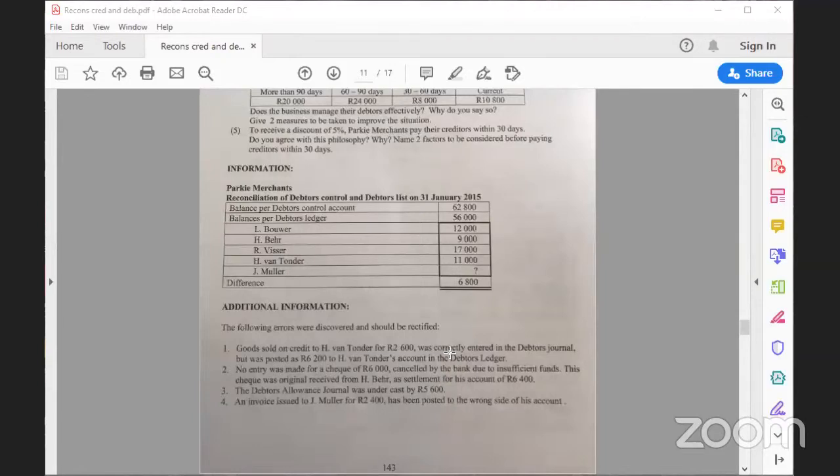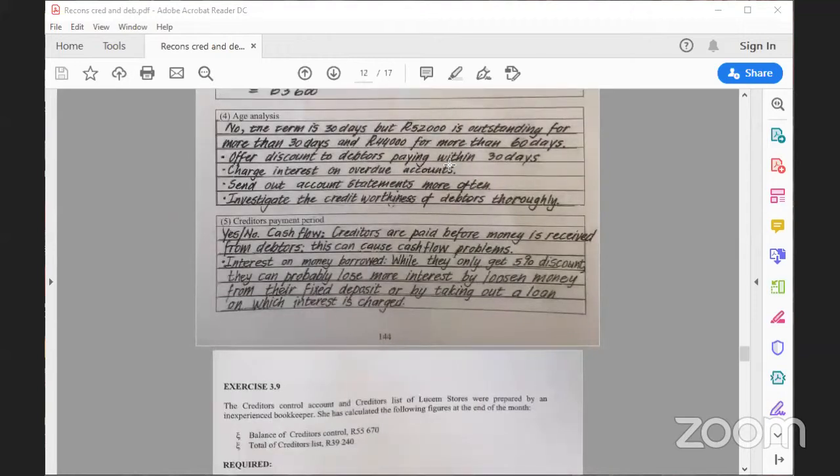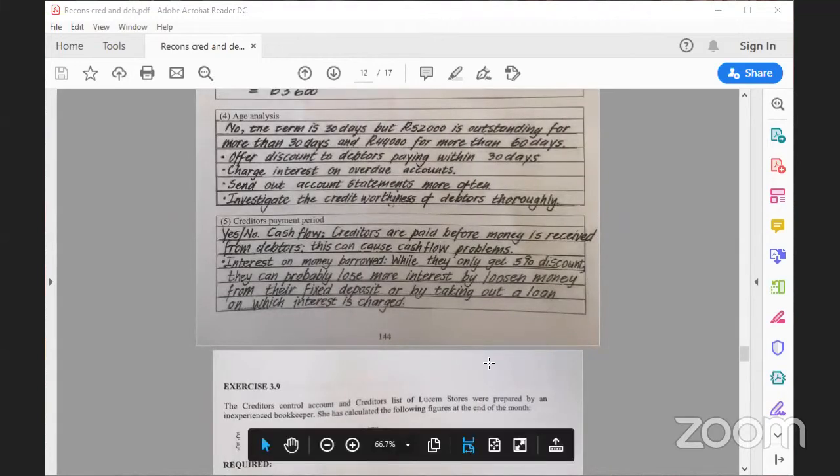Last question as we finish up. To receive a discount of 5%, Parky merchants pay their creditors within 30 days. Do you agree with this philosophy? Name 2 factors. So you are more than welcome to say yes or no. And our creditors are paid before money is received from debtors.